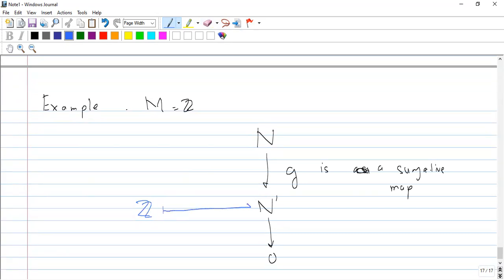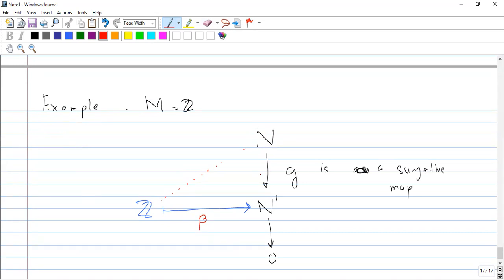And what I need to show is that every map from Z to N, because this is the equivalent condition, has a lifting of this map. So let's say a map beta is present here, and what I need to show is a lifting of this map, which is a map from Z to N, such that this diagram commutes.